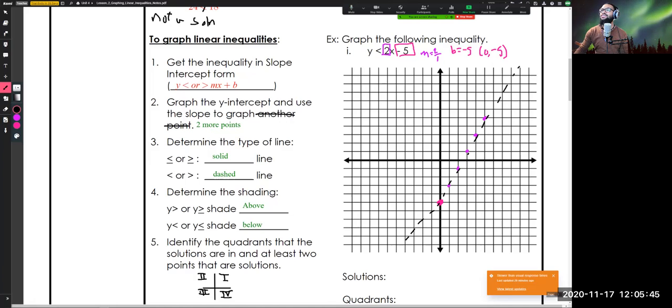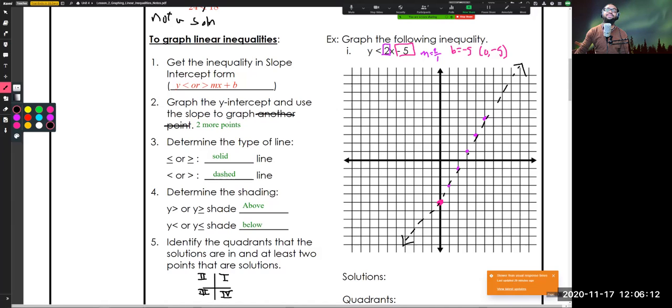So that's what our line is going to look like. It's going to be a dashed line going through our points. All right, so that's one of the changes with doing inequalities. And now we have to do the second change, which is going to be to shade it in. Now look, it says if y is greater than or greater than or equal to, we're going to shade above. If it's less than or equal to, we're going to shade below. In this case, we have y is less than, so we are going to shade below.